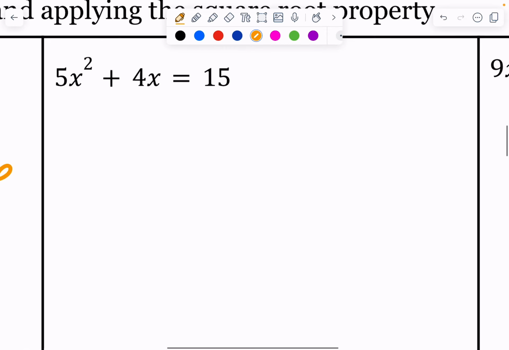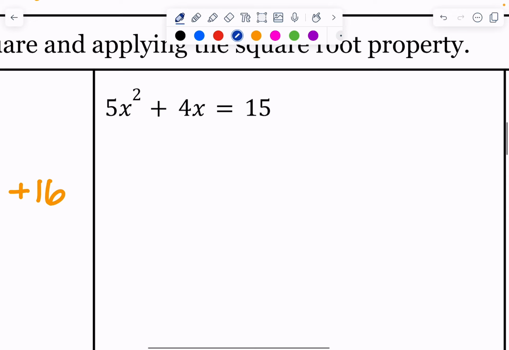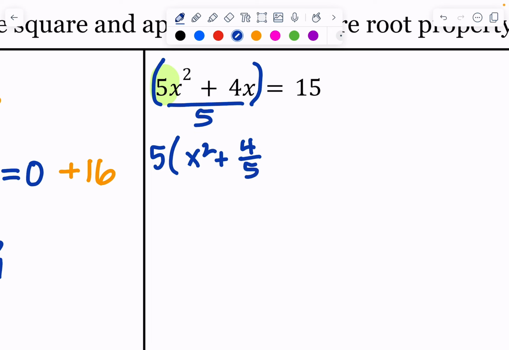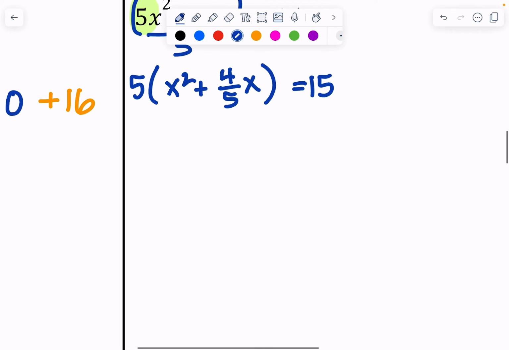All right, same thing here. We need to complete the square, so I'm going to group these first two terms. Notice here this one is different than all the other ones we've done because of this 5. So we do need to divide that 5 out before we start. And so when I do that, I'm going to have 5 times x squared plus 4/5 x equals 15. And then now we can go ahead and continue.